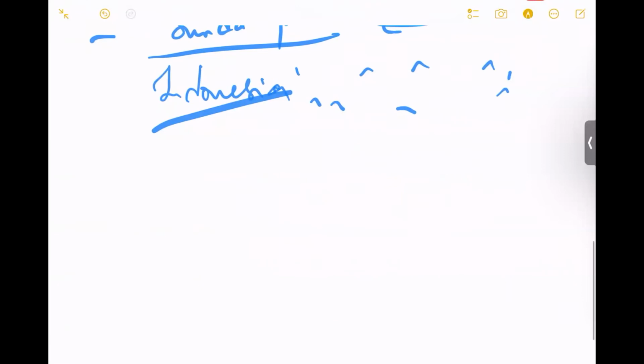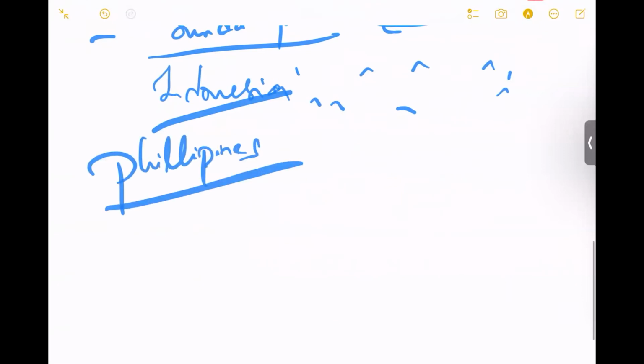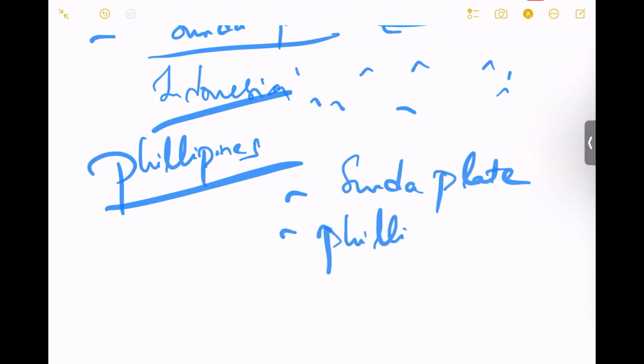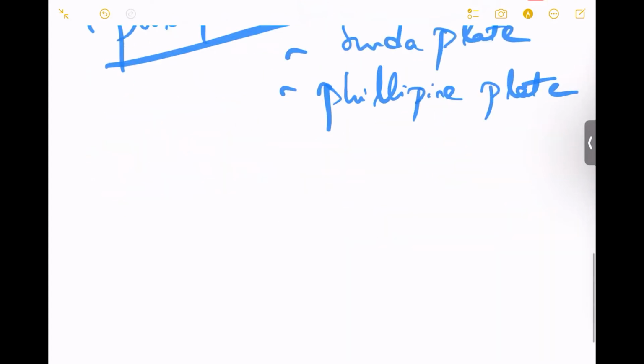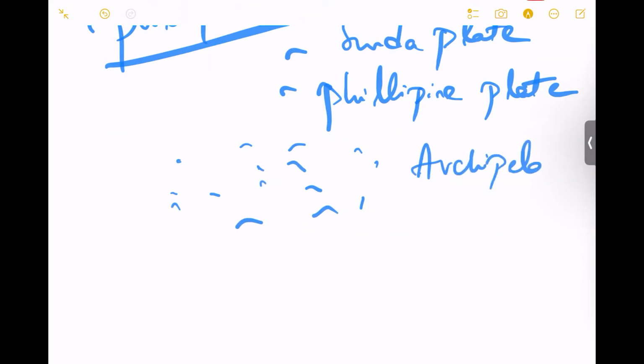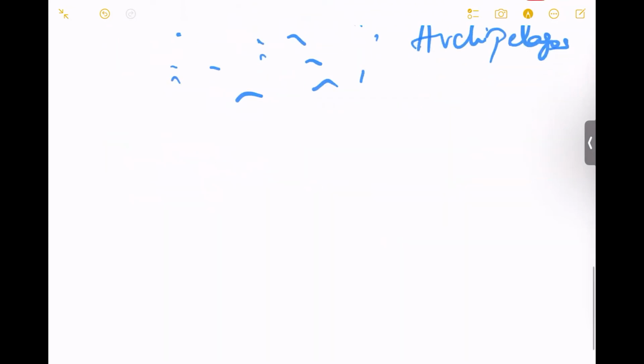And same for Philippines, same logic and same concept. In case of Philippines, it is the Sunda plate and the Philippine plate. So two minor plates here. So plate 1 and plate 2 get subducted, and then again in case of Philippines you have small archipelagos.